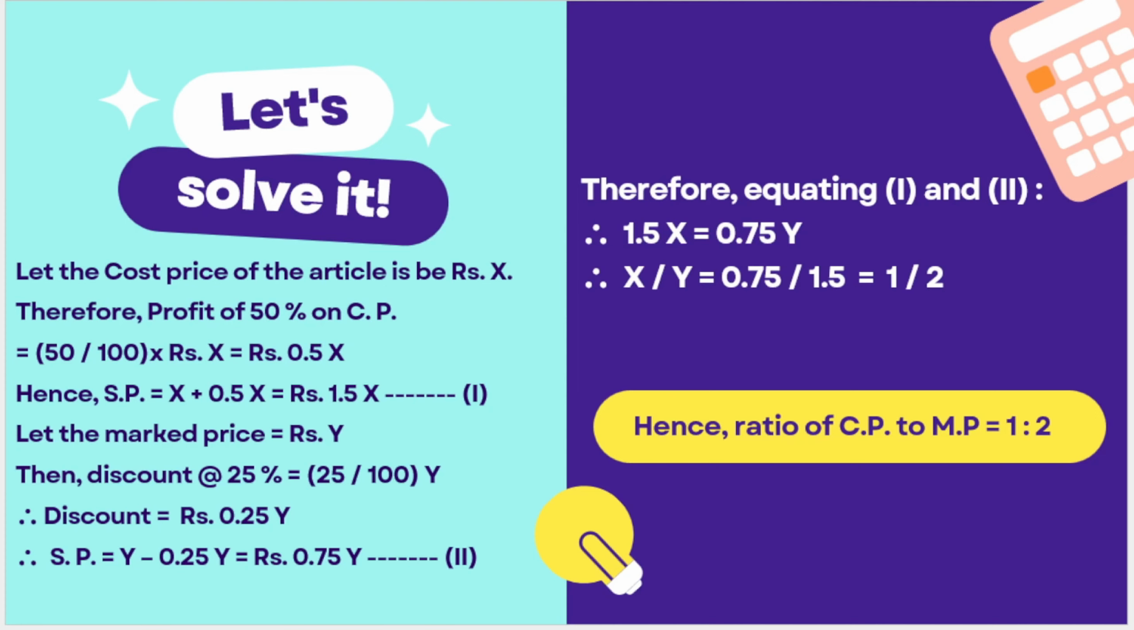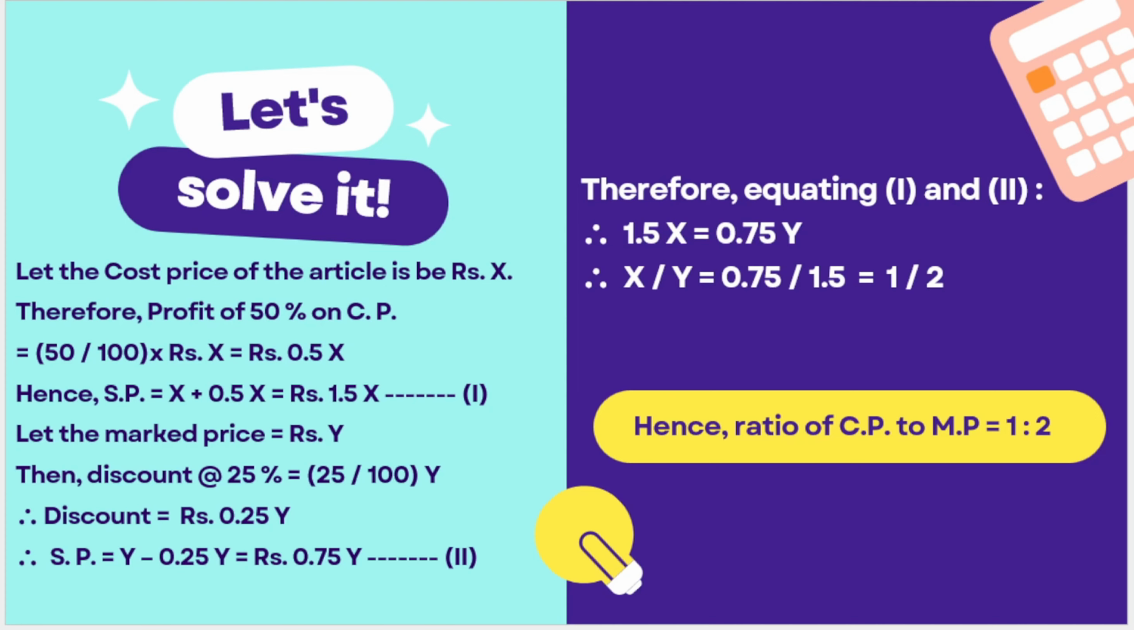Therefore, profit at the rate of 50% on cost price can be calculated as equal to 50 divided by 100 and multiplied by cost price rupees x, which comes to rupees 0.5x. Hence, selling price can be calculated as equal to cost price x plus profit of 0.5x, which comes to rupees 1.5x. Let us write it as equation number 1. Now, let the marked price be rupees y.